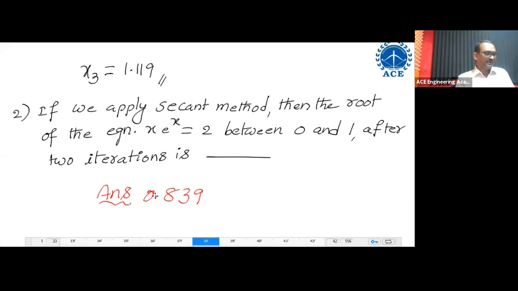Next model, the most important and most expected topic in the examination: the Newton-Raphson method.